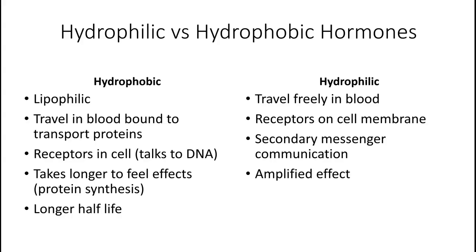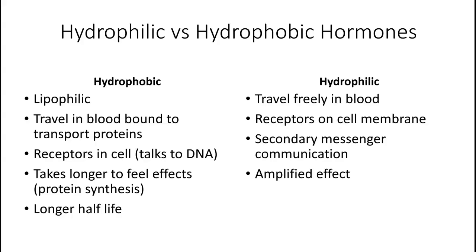So because they're going to be very compatible with the water in the bloodstream, they travel freely in blood. Because they can't get through that plasma membrane, their receptors are on the cell membrane. So they need some messengers to get their information to the DNA. So they're going to use that secondary messenger communication.